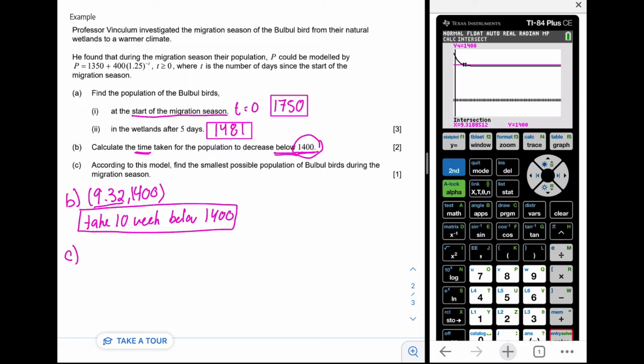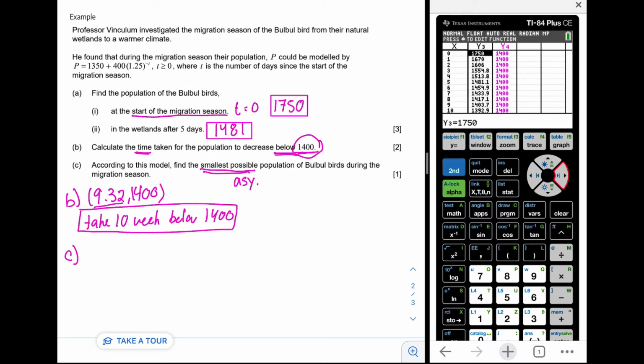Part C. According to this model, find the smallest possible population of bulbul birds during the migration season. The smallest possible population, we're looking for our asymptote here. So there's a few ways that we can find our asymptote. We can use our table, and we can see what happens when x becomes very big for our exponential function. So if we click on second function graph, we're going to see our table.